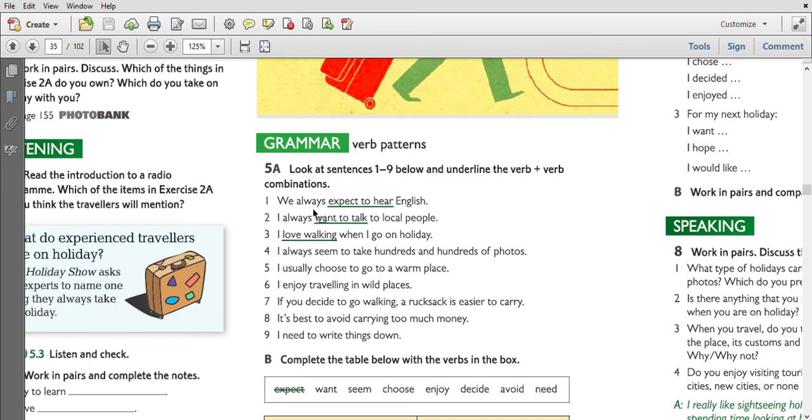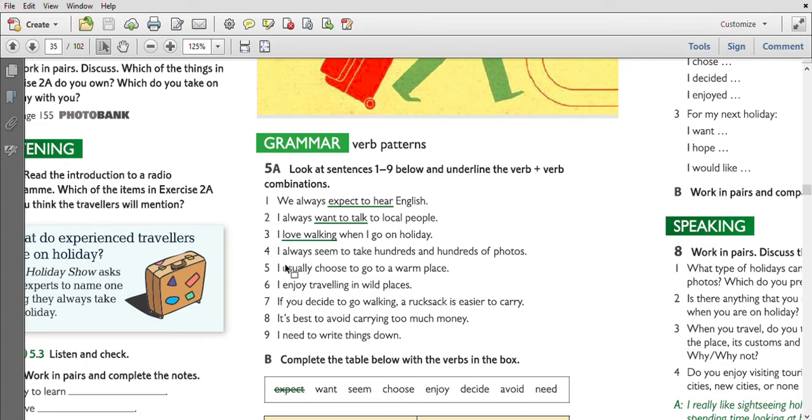I always want to talk to local people. In the second, want to talk. The third, I love walking when I go on holiday. Love walking. Now, number 4. Let's read. I always seem to take hundreds and hundreds of photos. So, the verb and verb combination is seem to take.